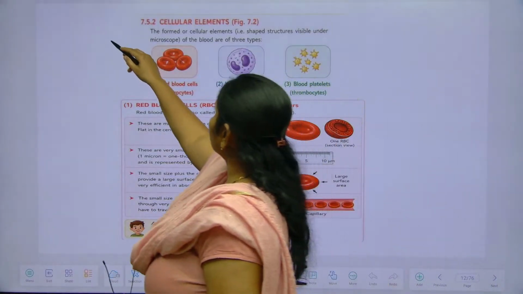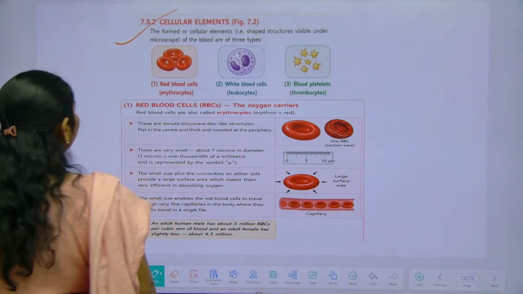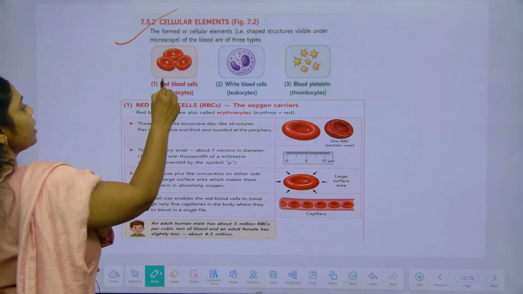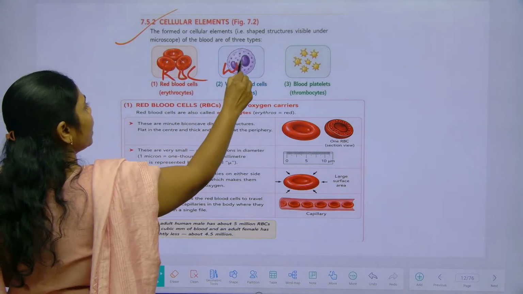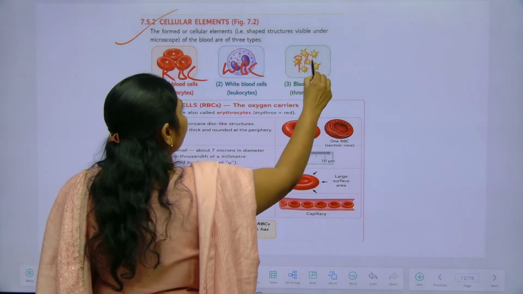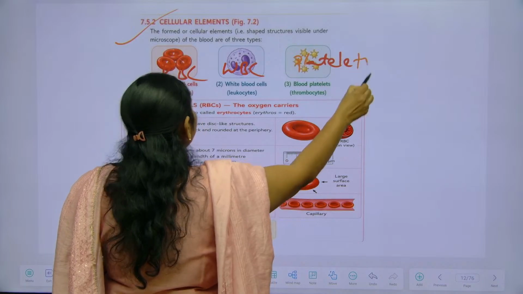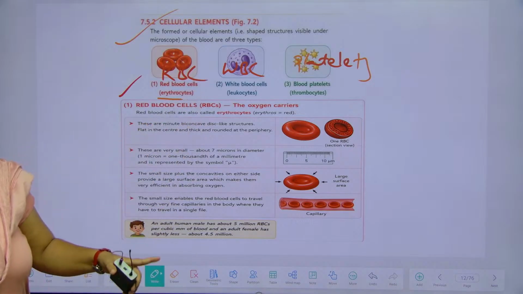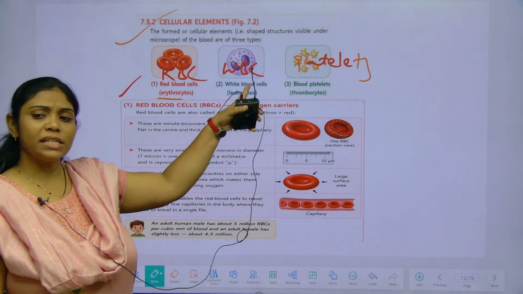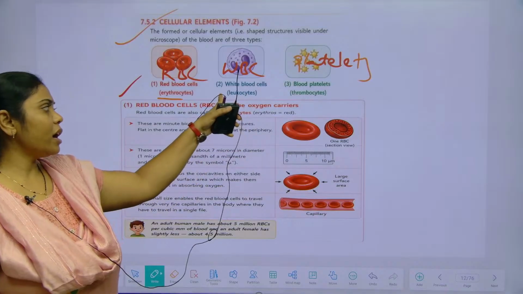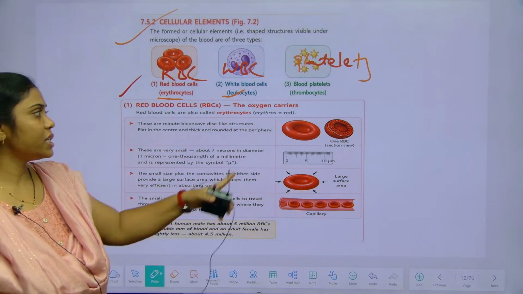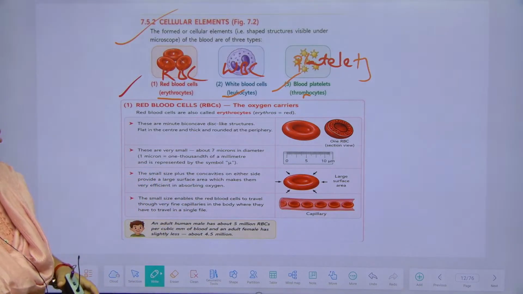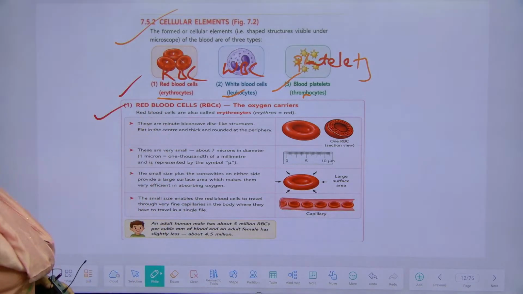Okay. Now, we will see the cellular elements. What are the cellular elements? As we have just discussed, cellular elements are RBC, WBC, and the platelets. RBC, red blood cells, also called erythrocytes. WBC, white blood cells or corpuscles, also called leukocytes. Blood platelets are also called thrombocytes.